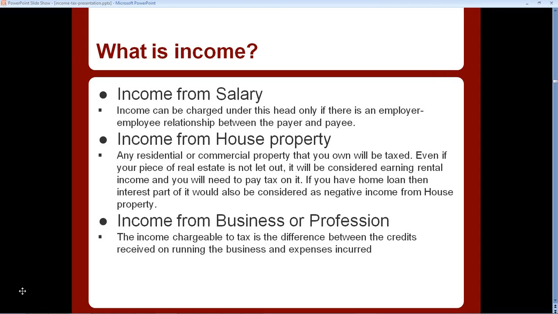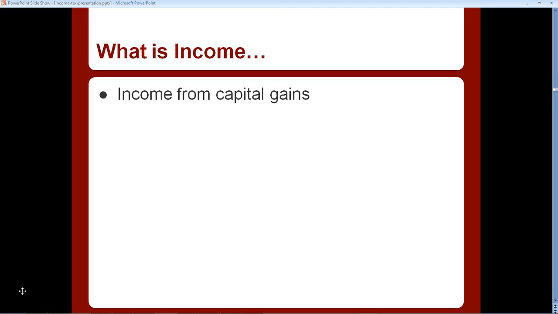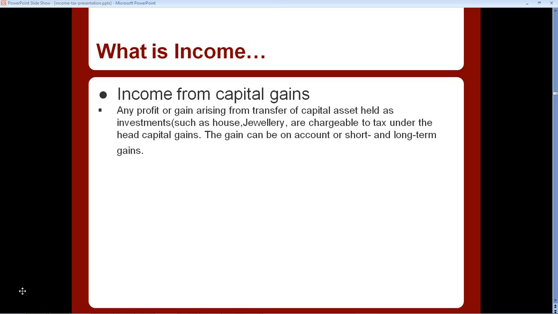There is also income from capital gains, which is any profit or gain arising from the transfer of a capital asset held as investment, something like a house, jewelry, or mutual funds like gold ETF or the debt mutual funds. These gains are categorized into 2, short-term and long-term capital gains. The difference between the two is the amount of time for which you held that investment product. For example, income from the selling of a house comes under long-term capital gain only if you have held the house for more than 3 years. But for a debt mutual fund, when you have held it for more than a year, it comes under the category of long-term capital gains.